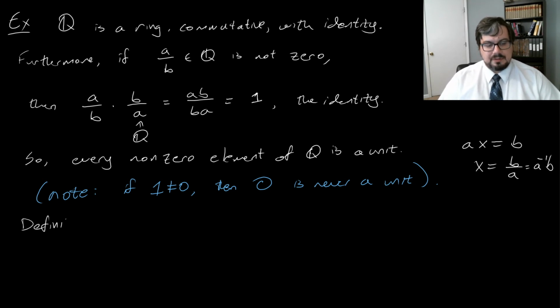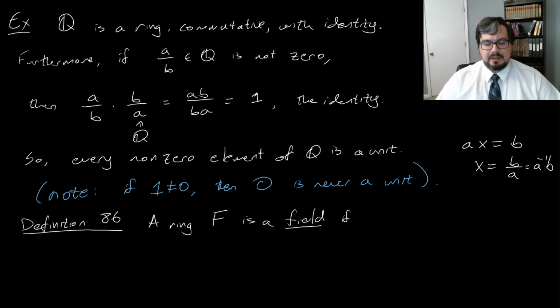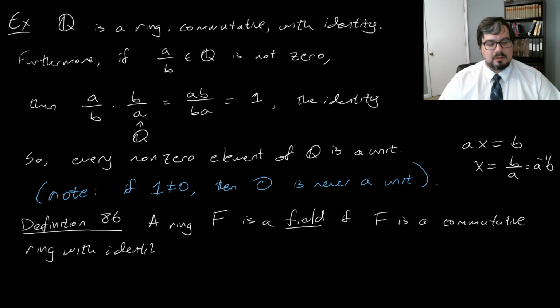So that's Definition 86. A ring F is a field if F is a commutative ring with identity and every non-zero element is a unit.